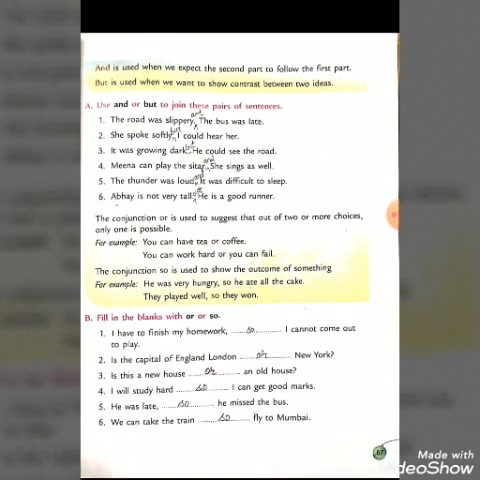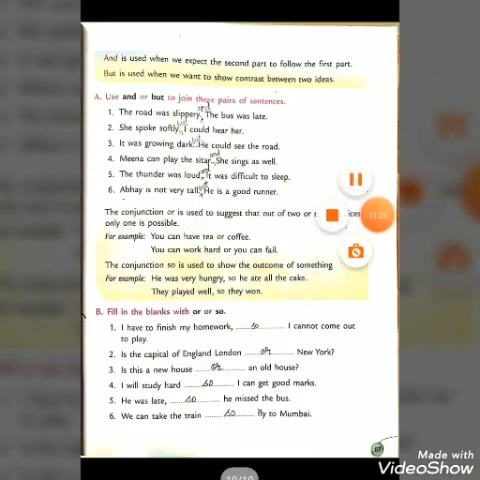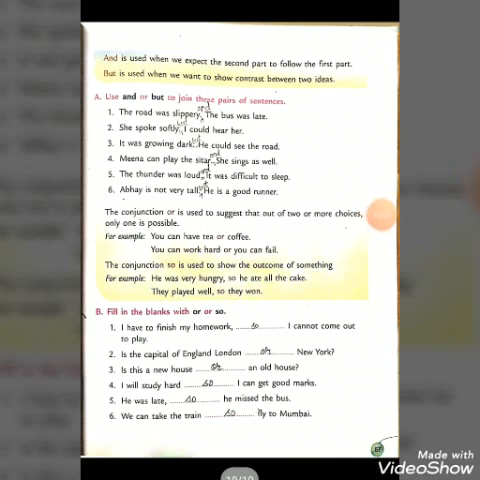Your first sentence is, the road was slippery. The bus was late. Here you can see the first sentence. The road was slippery. The bus was late. And we are going to add here and. Then you can read the sentence like this: The road was slippery and the bus was late.